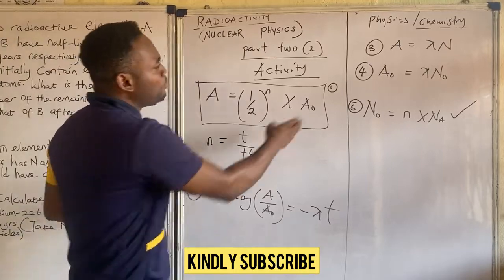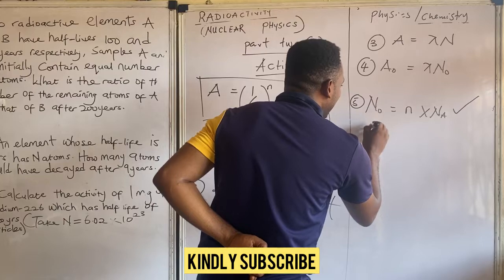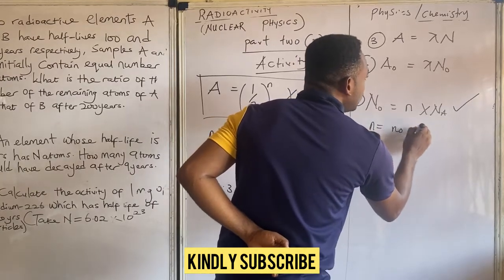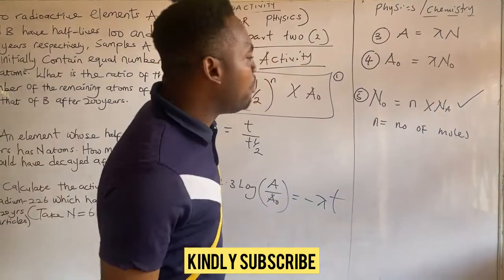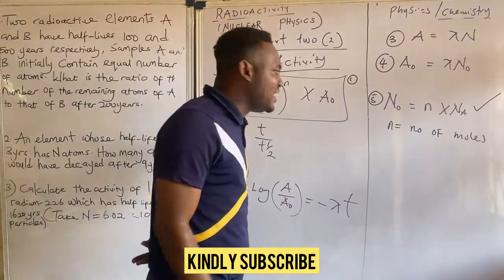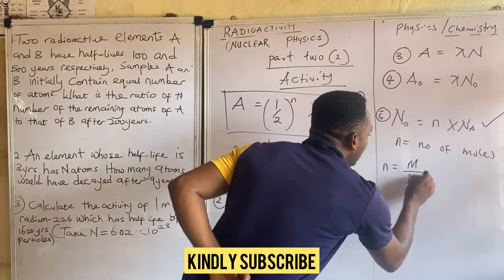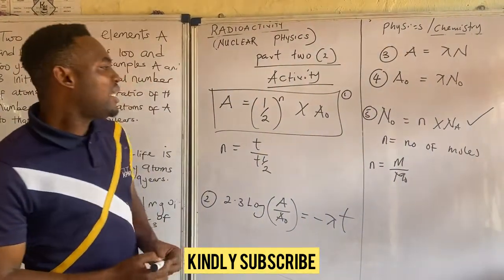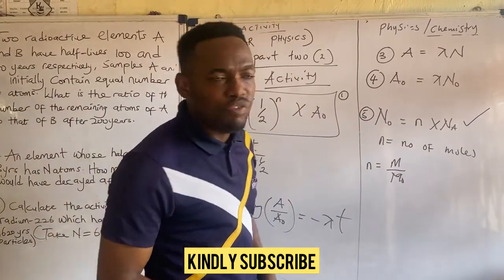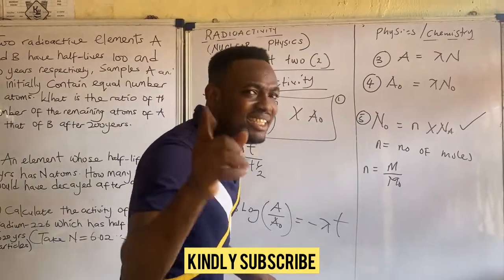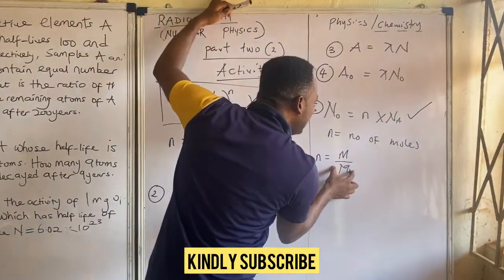Why in this place it is not number of half-lives, but rather this N that we are seeing here? N here is equal to what now? Number of what? Moles. And when we describe number of moles in chemistry and in physics, we say that the number of moles is equal to what now? Mass over molar mass. The reacting mass of a substance divided by the molar mass will give us number of moles.